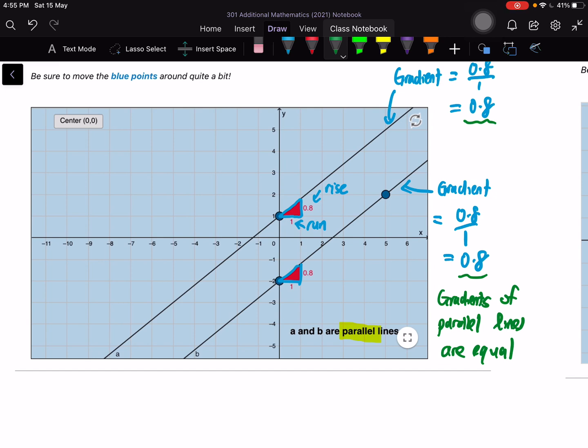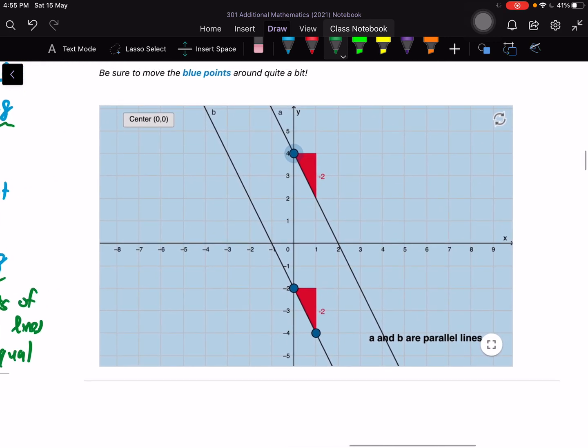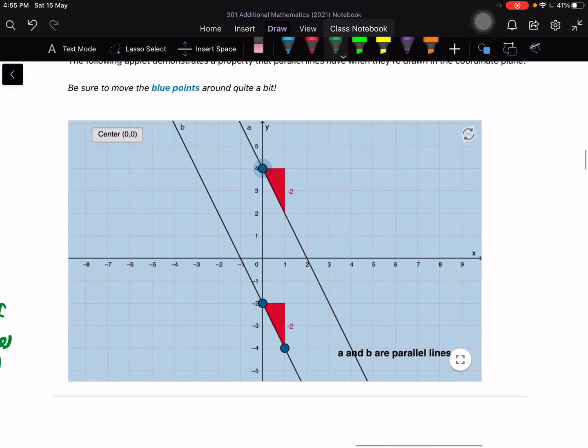Let's take a look at another example. Once again, we have two parallel lines. Let's try to find the gradient of each line. For the first line, we are once again taking the rise over the run. In this case, the line is sloping downwards, so the rise is negative 2 units. The run is the same, 1 unit. So we get rise negative 2 over 1, which is negative 2.